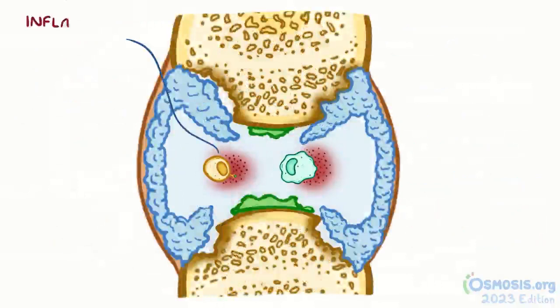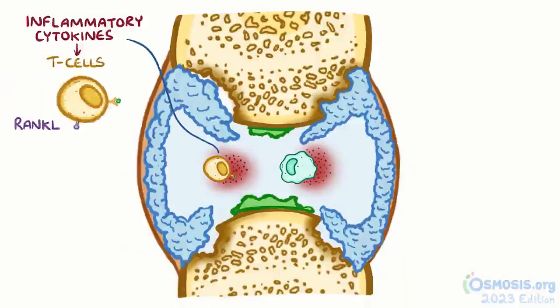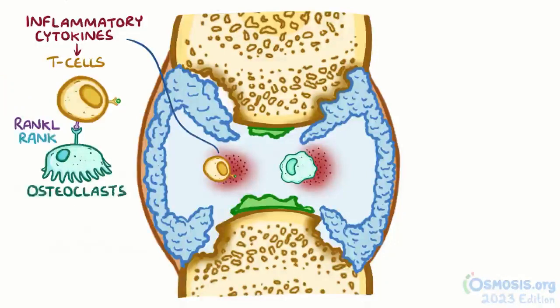In addition, inflammatory cytokines increase a protein on the surface of T cells known as RANK-L, or receptor activator of nuclear factor kappa B ligand. RANK-L allows T cells to bind RANK, a protein on the surface of osteoclasts, to get them to start breaking down bone.